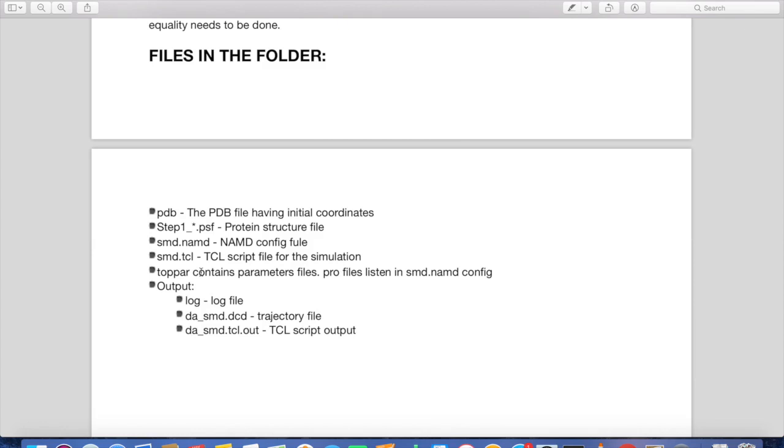da_smd.dcd is one of the main files which we give as an argument to VMD, and we have to make a GIF file from the output of the VMD.